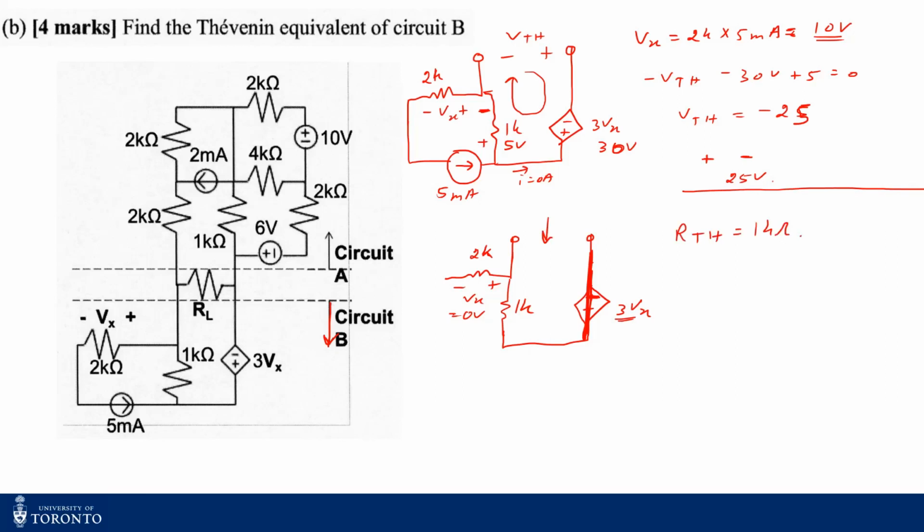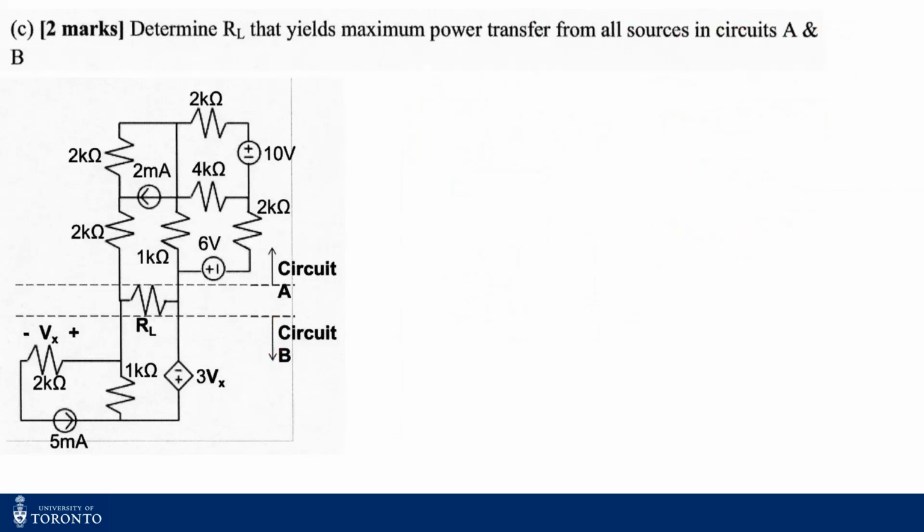So that's basically the values that you will be looking for. Now, in the next part, they have asked you to find RL such that you have maximum power transfer from both the circuit A and B, that's from the top and the bottom.